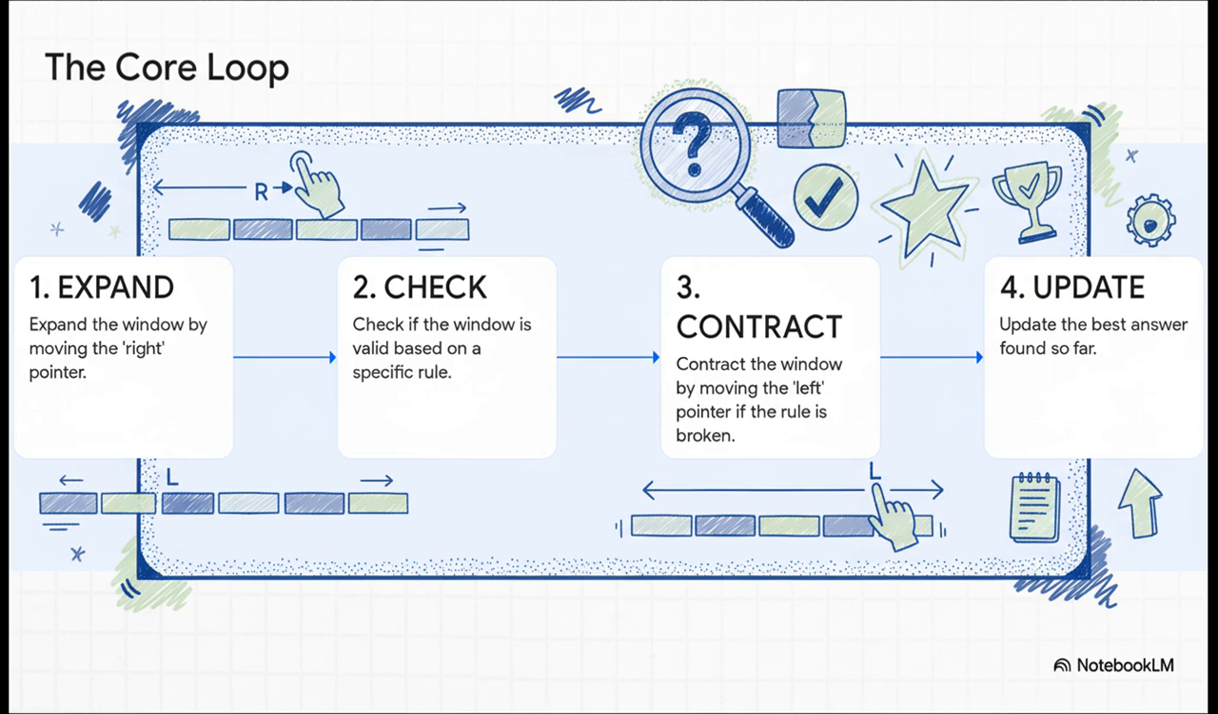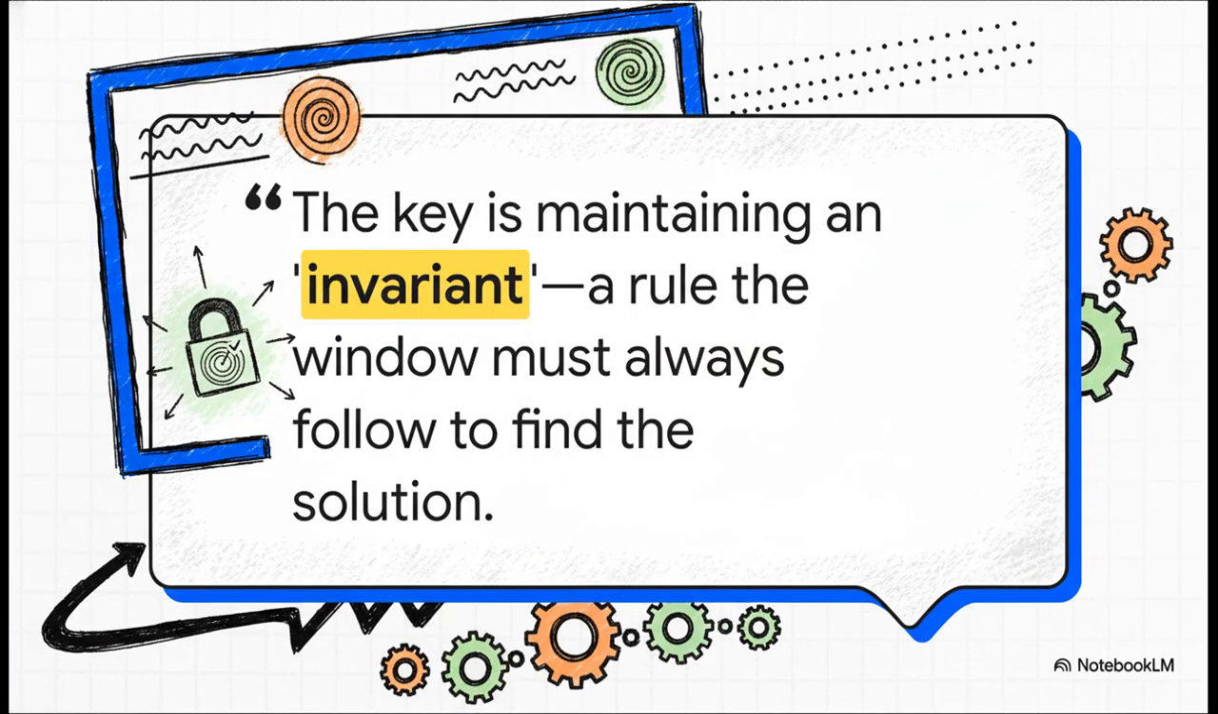First, you expand the window by inching that right pointer forward. Second, you check, is my window valid based on the problem's rules? Third, if it's not valid, you contract the window from the left side until it's valid again. And finally, you update whatever the best answer is that you've seen so far. That's it. That's the rhythm. Expand, check, contract, update.